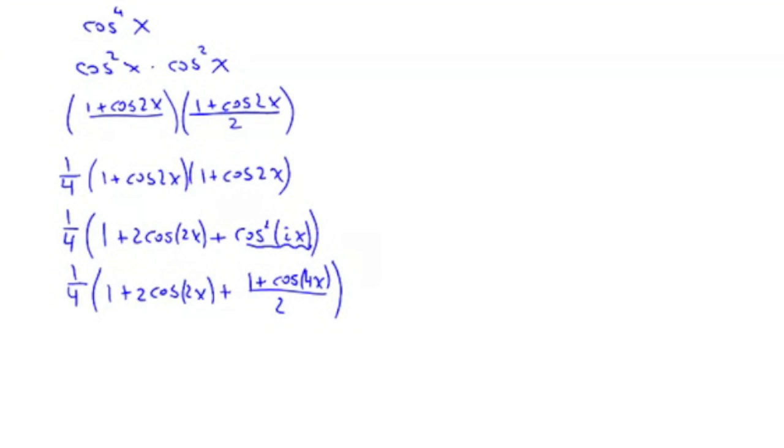How do you get the 4x and why do you put it over a 2? I got the 4x. The identity is this: cosine squared x equals (1 plus cosine 2x) over 2. Right. So, if I say, well, let x equal 2u.